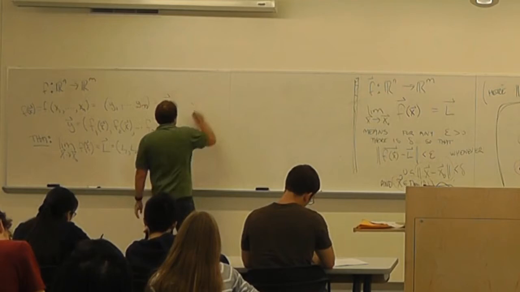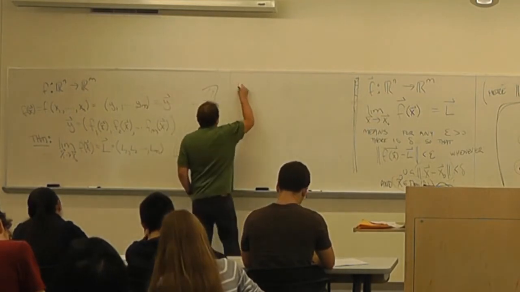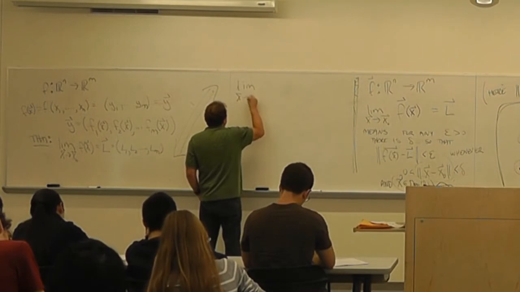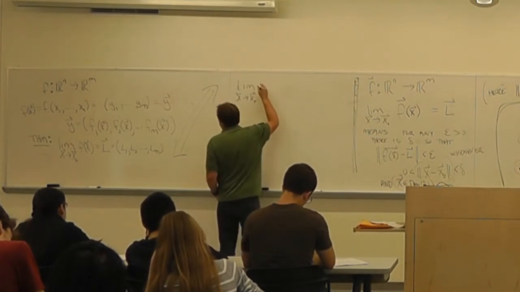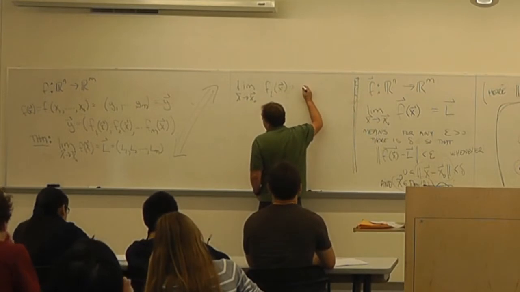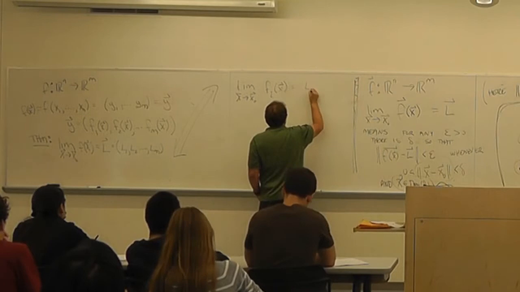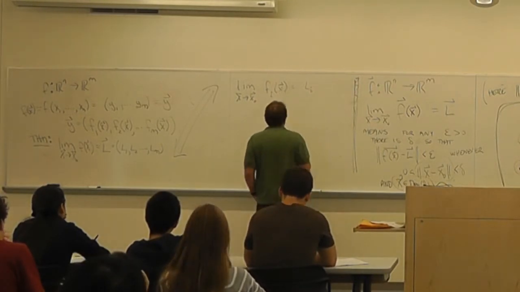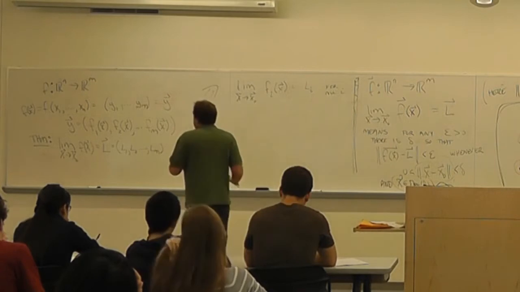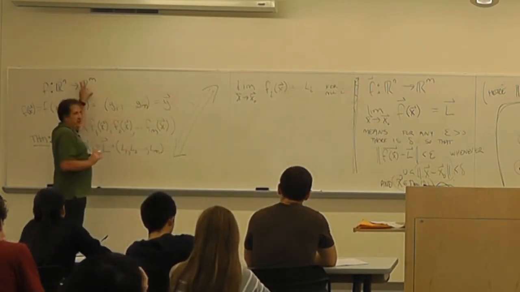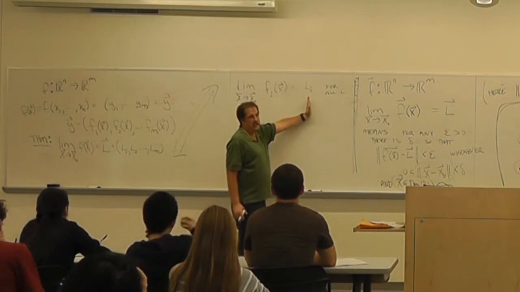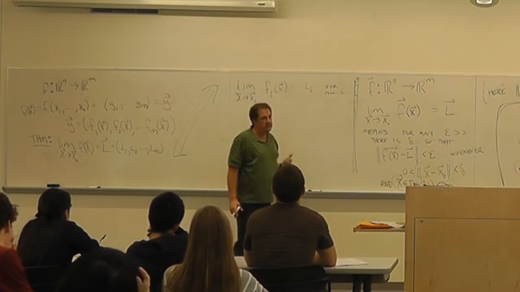So this is true if and only if the limit as x vector goes to x naught of the coordinate function fi of x vector is Li. In other words, this thing that eats a vector and gives a vector out, the limit exists if we just look at the coordinate functions that eat vectors and give numbers out. And that makes our life much easier.